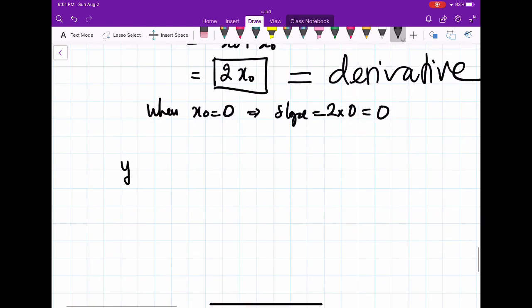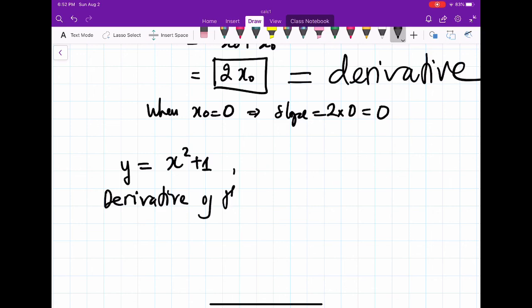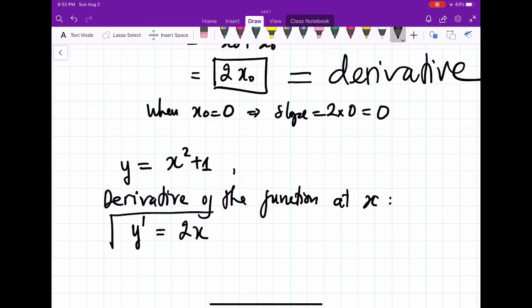You have the function y equal to x squared plus 1. The derivative of this function at any x is y prime equal to 2x. You see? And you can use this derivative to find the slope of the tangent line to the graph at any point. Okay?